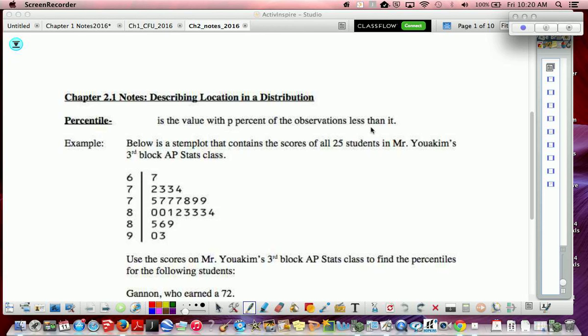So, in chapter 2, as it says here in 2.1, we're going to talk about describing the location in a distribution. But later on in chapter 2, we're going to get into special types of distributions, and specifically the normal curve and finding locations within a normal curve. So to start us off, we have this concept of percentile. Percentile is basically, you locate where your data point is, and you're describing what percentage of data points are below that score. The key thing is, it's less than it, okay?